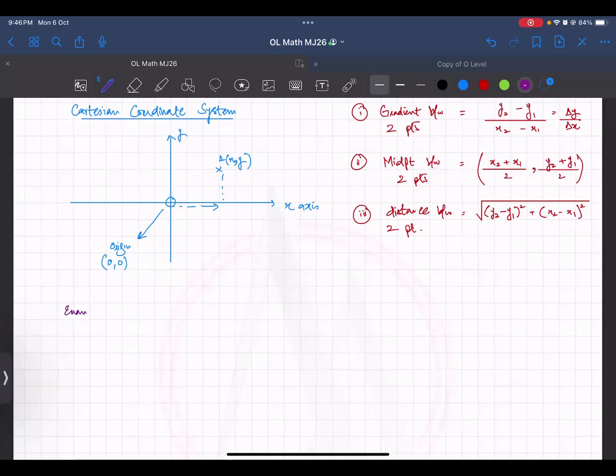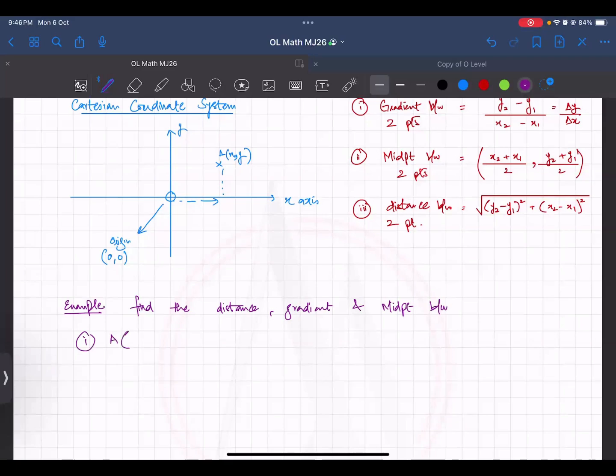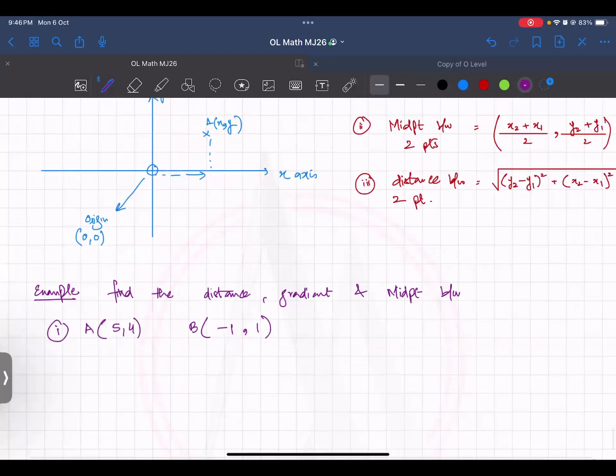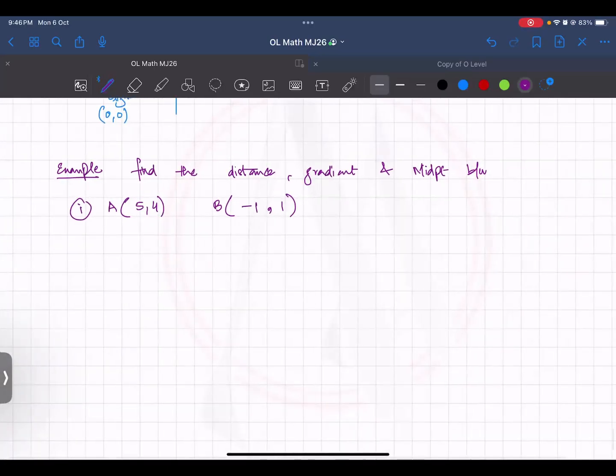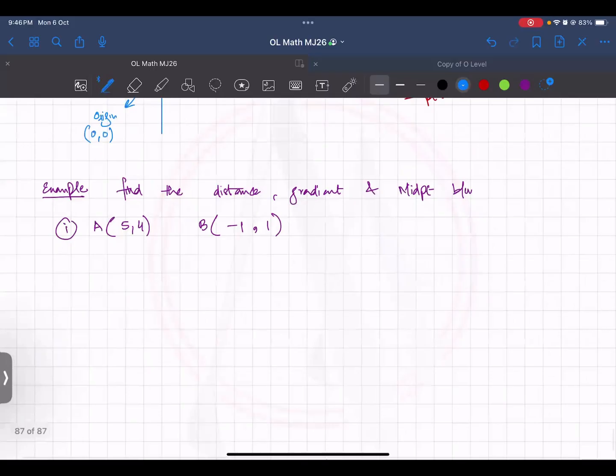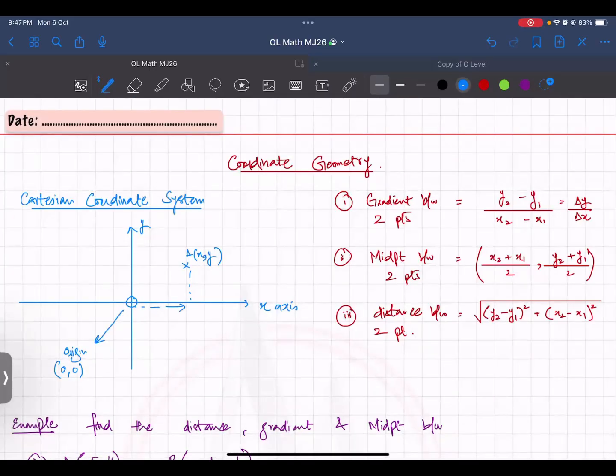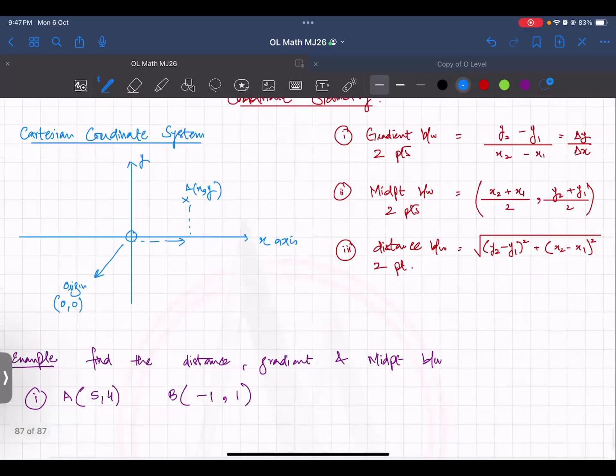So, for example, in this one we have to find the distance, gradient and midpoint between A, 5 comma 4, and B, 1 comma 1. So I'll find the three things using the same formulas, and there is a pattern in the formulas. These formulas look very complicated, very difficult, but once you do a few questions you will see that these are very simple.